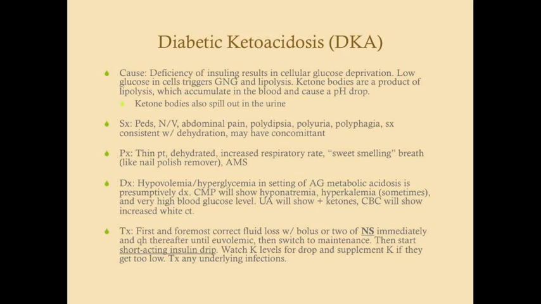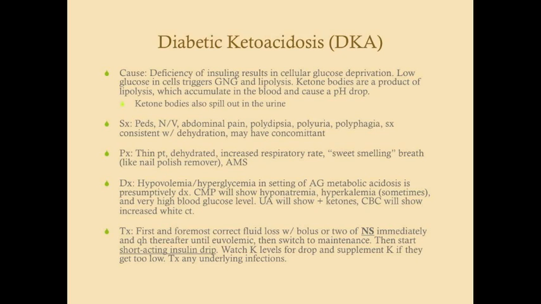So the treatment for these patients, first and foremost, is to correct their fluid loss. Fluid loss is always most important. So you want to start them out with a bolus or two of normal saline immediately, and then every hour after that until you can see that the patient is euvolemic, their blood pressure is good, they're peeing the normal amount. And then after that, you can switch them to maintenance.